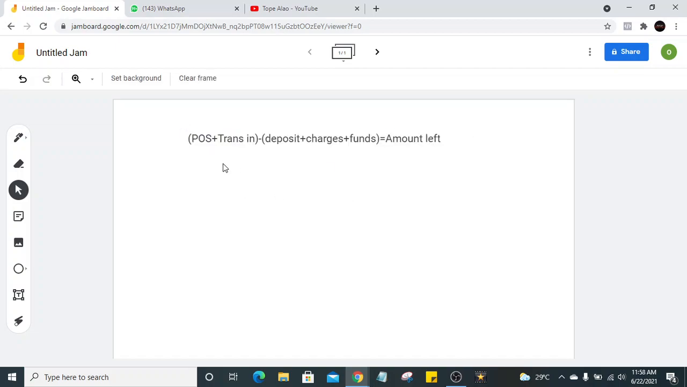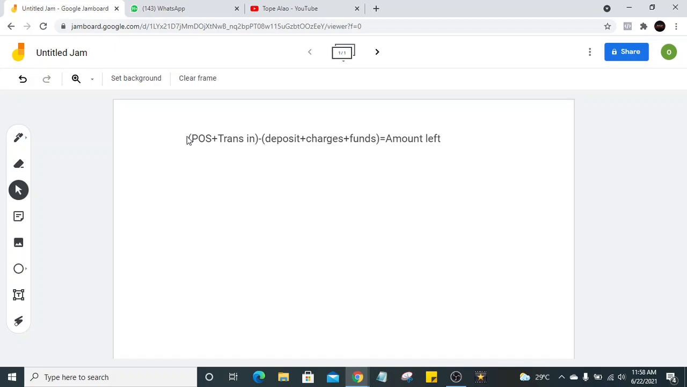This formula is meant for you to balance your daily accounts at the end of the day, or at a certain time of the day. Probably you notice that there is a difference in your money, and you might just stop everything and use this formula to check. But usually you use it at the end of the day to balance your account. So the first thing here is the POS.